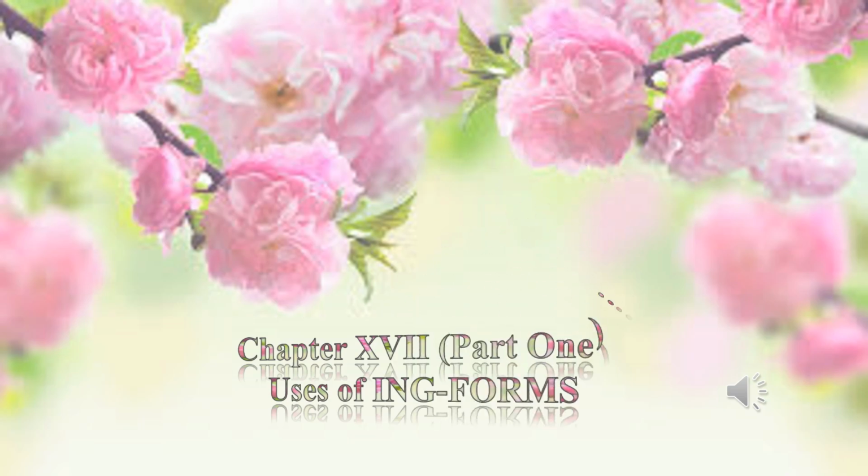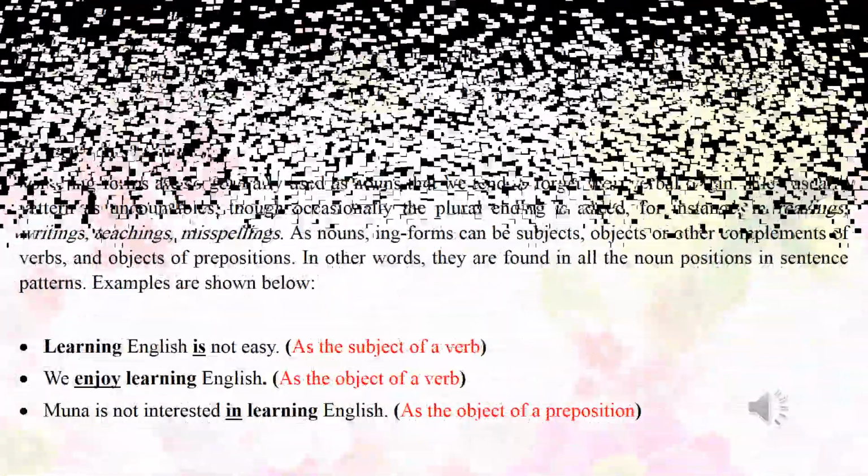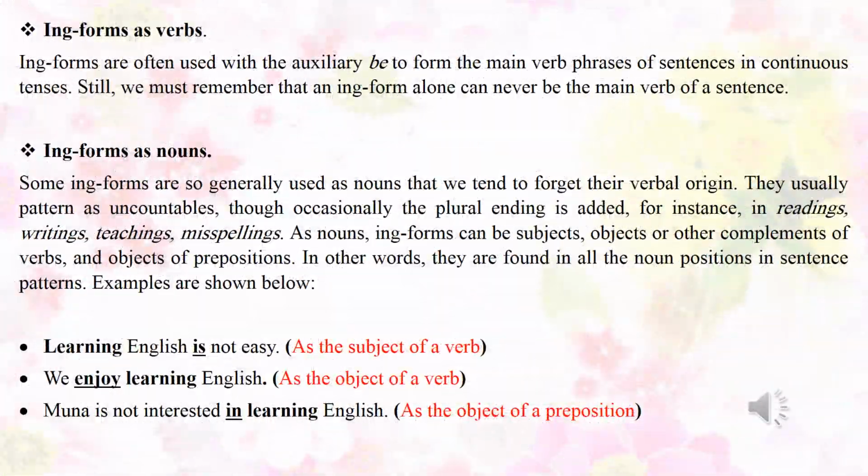Chapter 17, Part 1, Uses of -ing forms. -ing forms as verbs. -ing forms are often used with the auxiliary be to form the main verb phrases of sentences in continuous tenses. Still, we must remember that an -ing form alone can never be the main verb of a sentence.